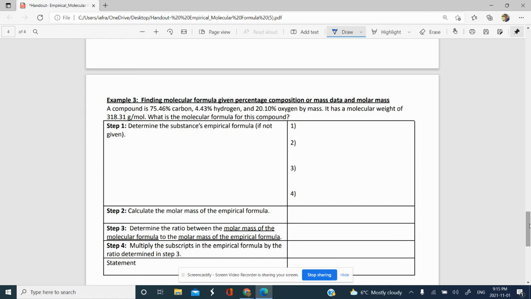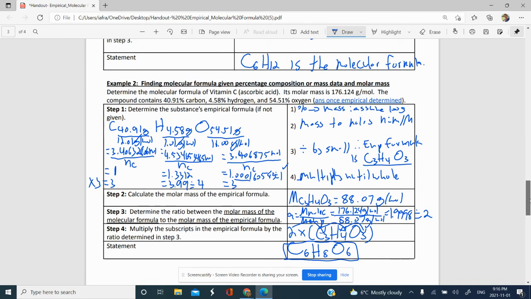So we have a compound at 75.46% carbon, 4.43% hydrogen, and 20.10% oxygen by mass. Its molecular weight, or molar mass, in other words, is 318.31 grams per mole. What is the molecular formula of this compound? So our first step is finding the empirical formula using all the above steps that we mentioned over here.